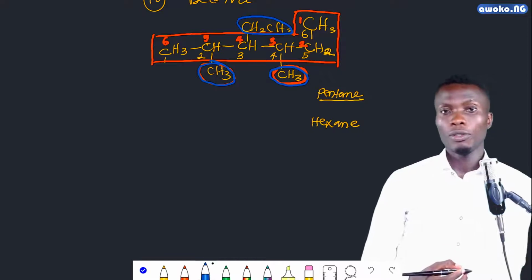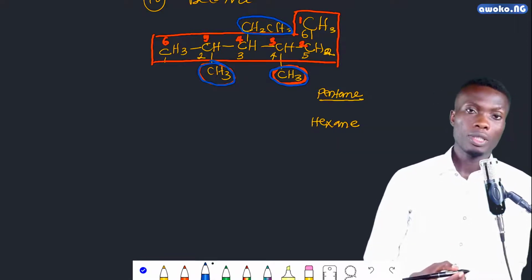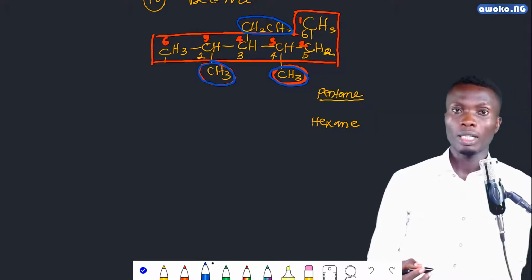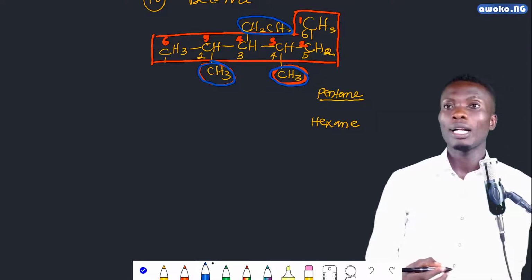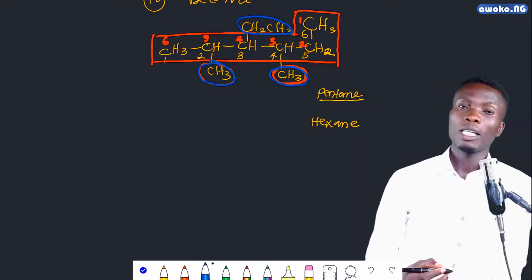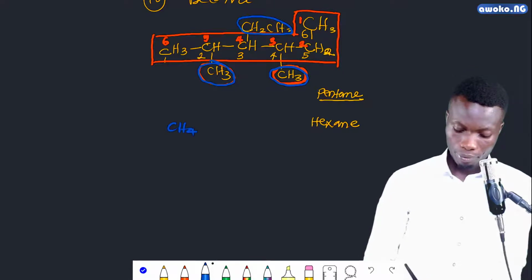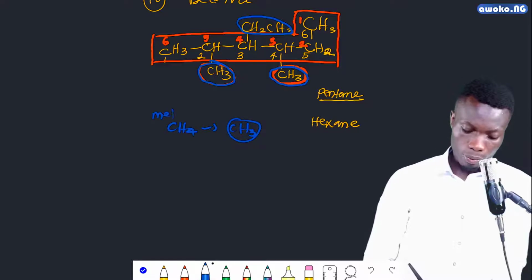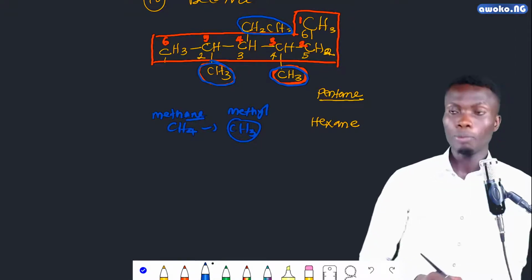Now, in my first video when I was treating alkanes, I told us that there is a group called alkyl groups, and I told us how alkyls are derived. Alkyl groups are derived from a loss of hydrogen from a corresponding alkane. So for example, if methane, which is CH4, loses a hydrogen, it becomes CH3. So now we remove ANE from methane and we add YL, and that turns to methyl.